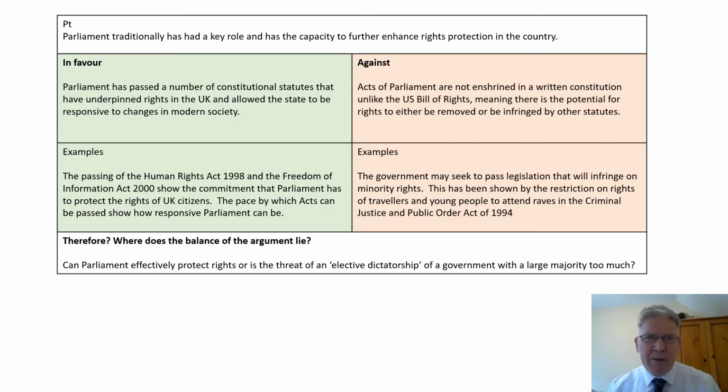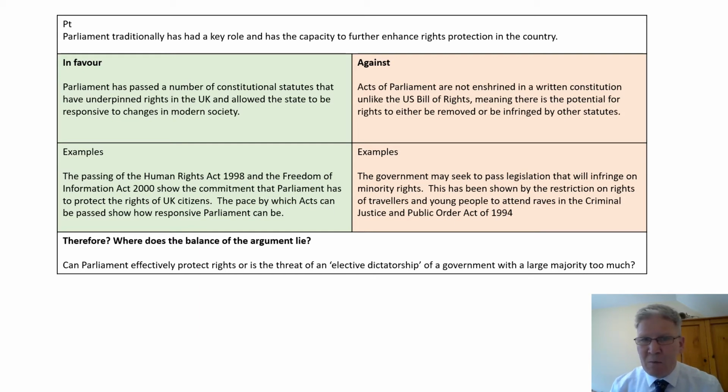So the first point is what? Well, you can argue that Parliament traditionally has had a key role and the capacity to further enhance rights protection in this country, and there are arguments to back that up. We can certainly sustain it by looking at the constitutional statutes that Parliament has passed in the last 20 to 30 years, which have allowed the state to be more responsive to changes in modern society. For example, the Human Rights Act in 1998 and the Freedom of Information Act in 2000 both illustrate the fact that Parliament can respond to the public's need to have greater rights. And the pace at which acts can be passed can show how responsive Parliament can be, compared perhaps to the United States, where having a Bill of Rights means that anachronistic rights such as the right to bear arms stay within those rights rather than being changed on a regular basis.